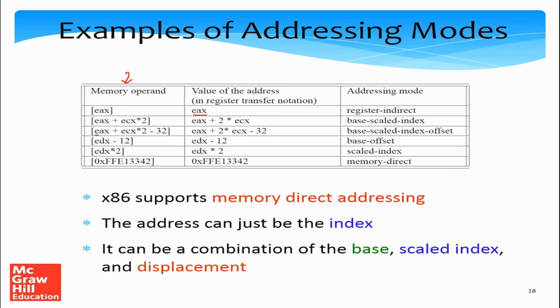Similarly, we can have base offset, just EDX minus 12. We can just have scaled index, which is just EDX into 2. And we can just have a displacement, which becomes memory direct. So we can directly specify the memory address. So this is also allowed in this form.